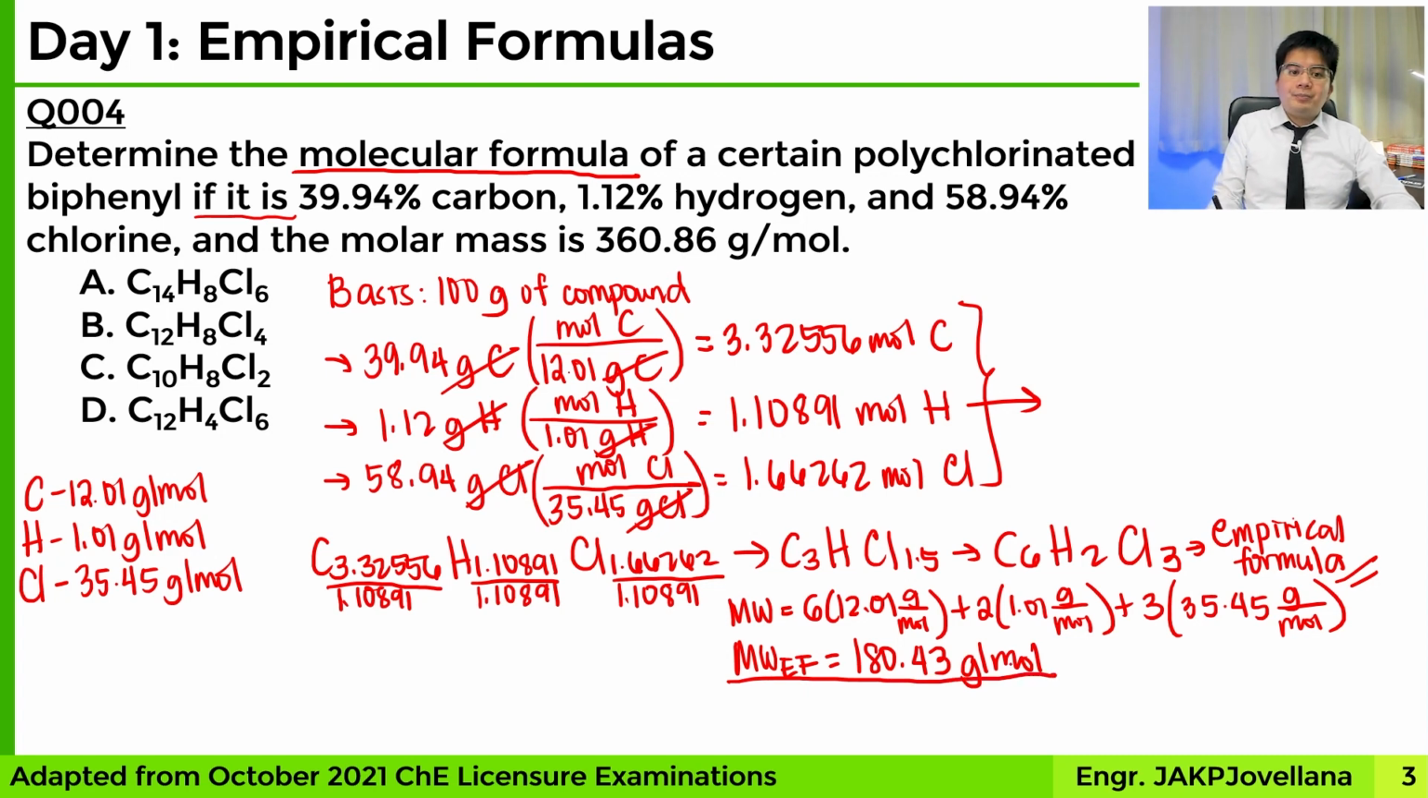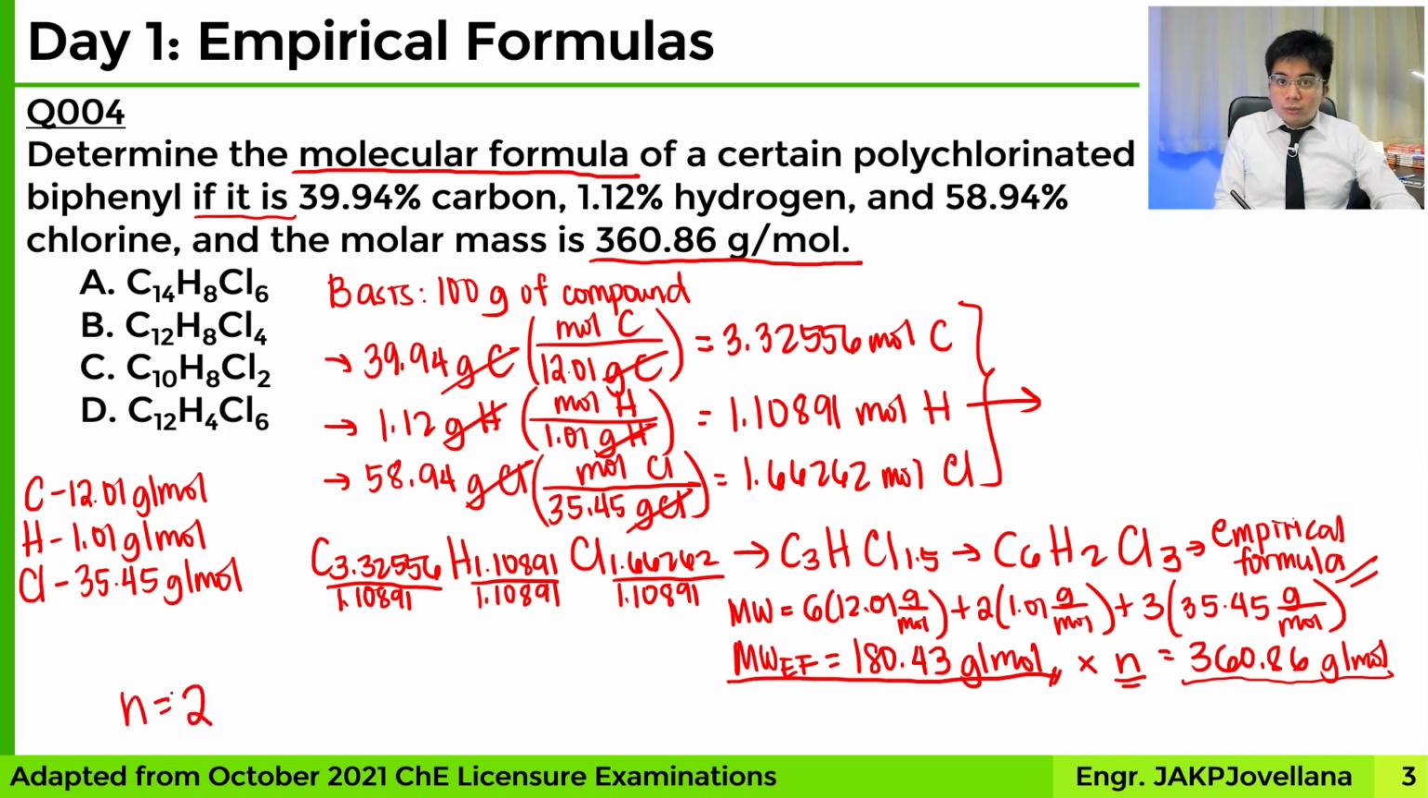However, from our given, the molar mass is 360.86 grams per mole. So we need to multiply by N to reach 360.86 grams per mole. This N will be multiplied to each of the subscripts of our empirical formula. Calculating N, 360.86 divided by 180.43, our N is equal to 2. So we multiply 2 to these subscripts.